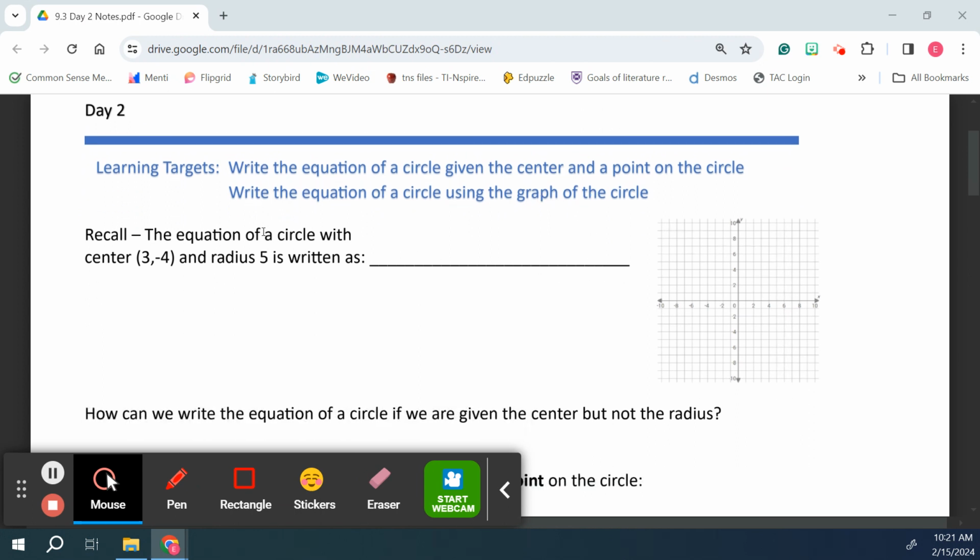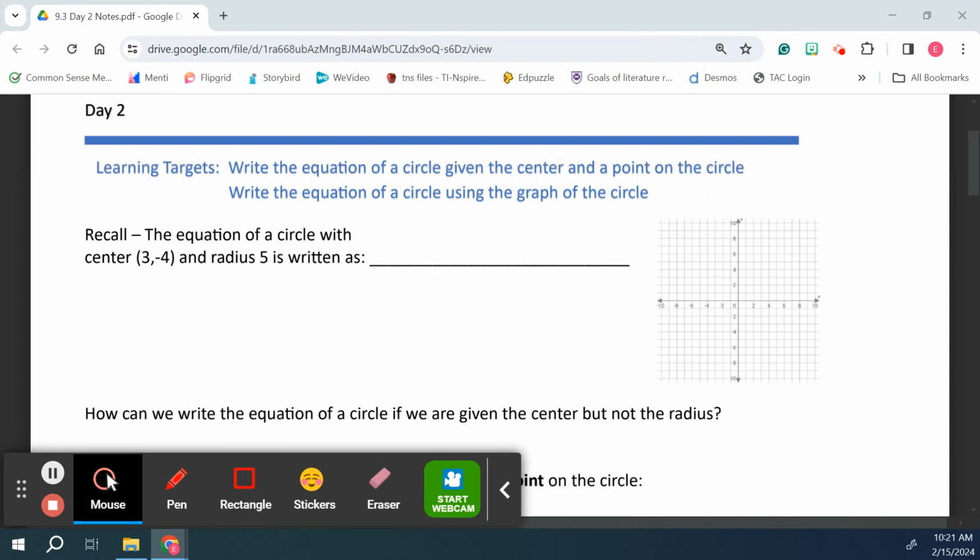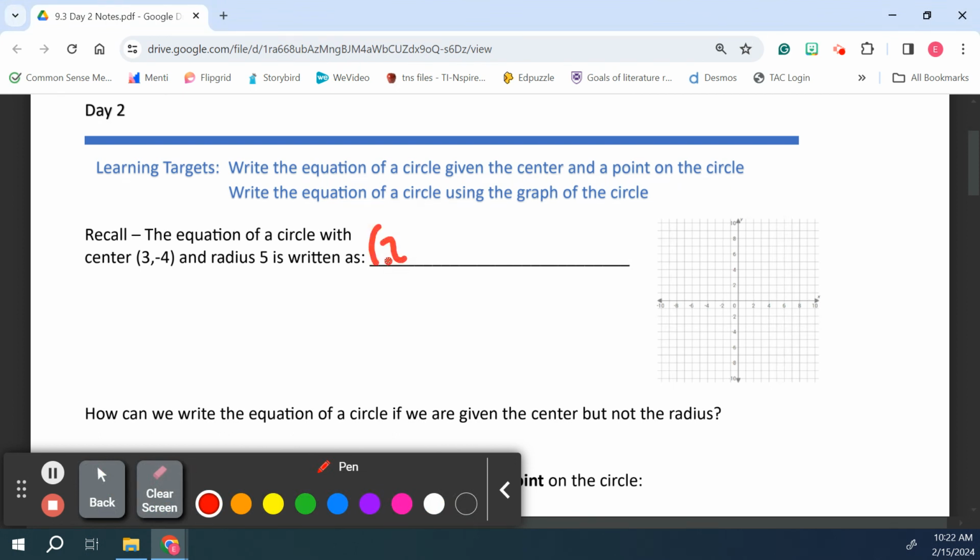So recall the equation of a circle with a center at (3, -4) and a radius 5 is written as (x - 3) squared plus (y, in this case, plus 4) squared equals 5 squared, which is 25.